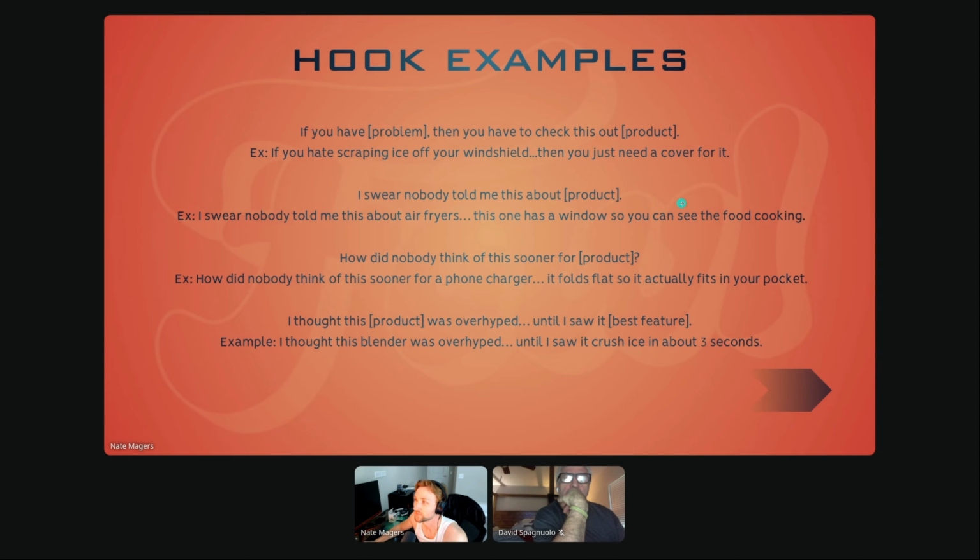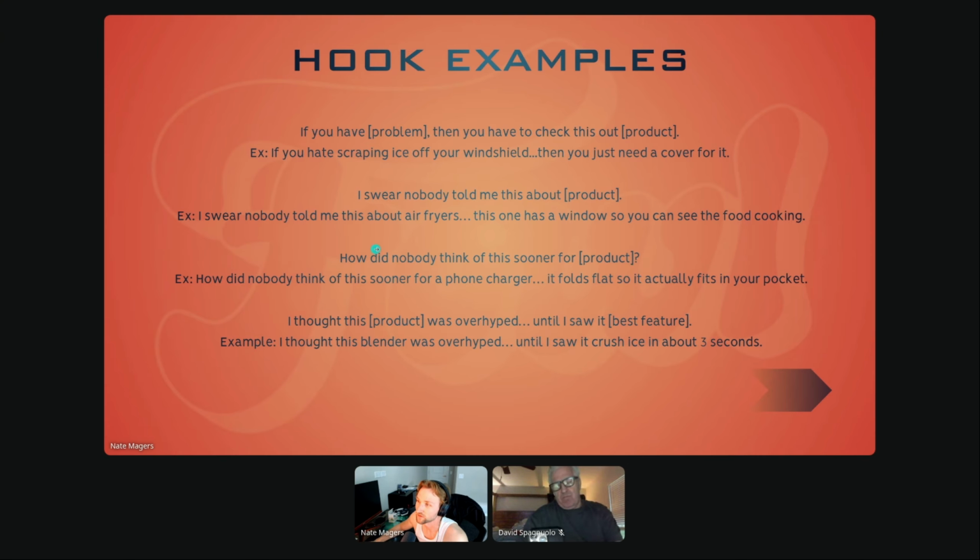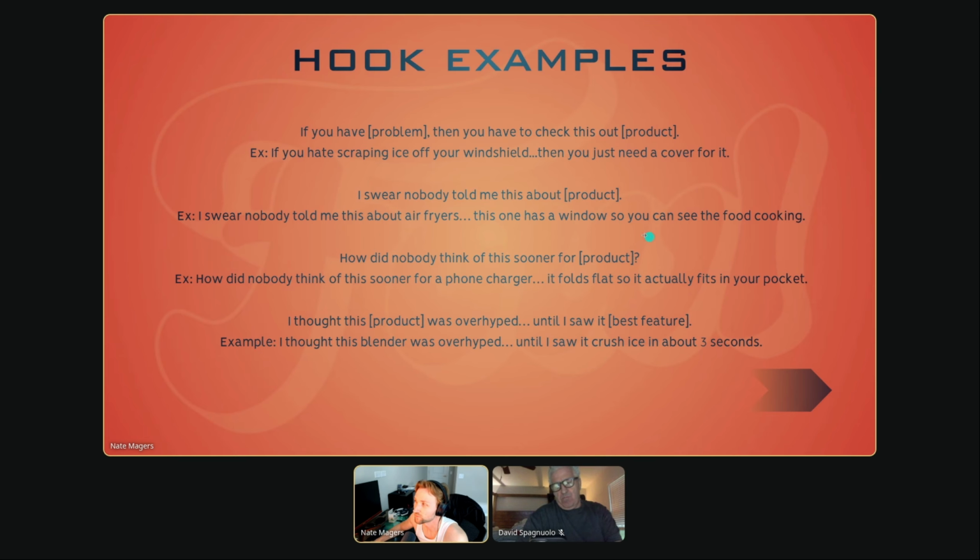Okay. Next up, I would say is this one right here. This could be your secondary default. It doesn't apply to every product, but it's controversial. It's worked for me beautifully in the past as well. It's something along the lines of, how did nobody think of this sooner? Plug the product. How did nobody invent this sooner? How did it take until 2026 to invent this? Those are all variations of this hook, and it still works pretty well to this day if you hit the product right. So you can use that as your first line.